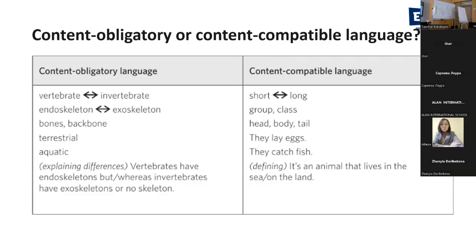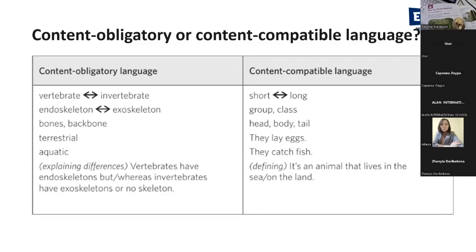Always content obligatory language. So there is sampling information here. Let me give you 5 minutes to share with each other where you found the content compatible and obligatory words. For example, I can share mine.